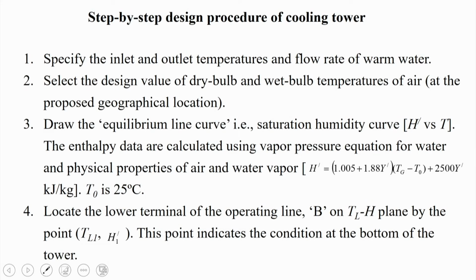This point indicates the condition at the bottom of the tower, meaning where the cold water will be exiting from the cooling tower. If we know the enthalpy value and the temperature at which it will be exiting, then we will be able to get point B.